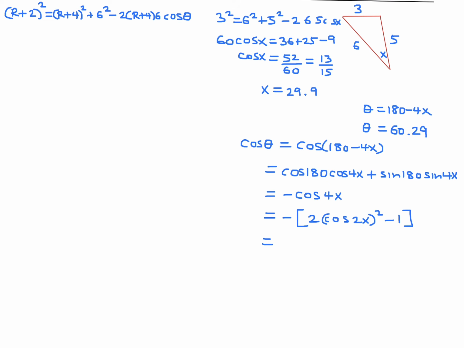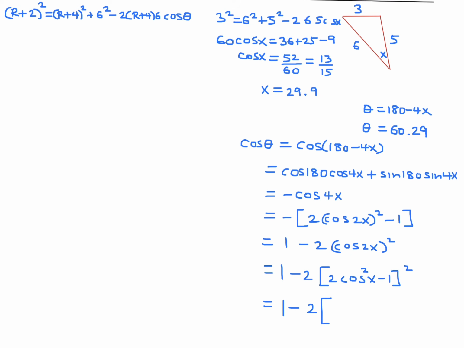Okay, well, we're still not done because I actually don't know what cos 2x is. The only thing I know is cos of x, so I've got to get it in that cos of x form. Let's just multiply through by that negative 1 first. That'd be 1 minus 2 (cos 2x) squared. Now this cos of 2x, again, I've got to use that double angle identity, so that's going to be (2 cos squared x minus 1), all squared. Okay, now finally I can put in my 13 over 15.